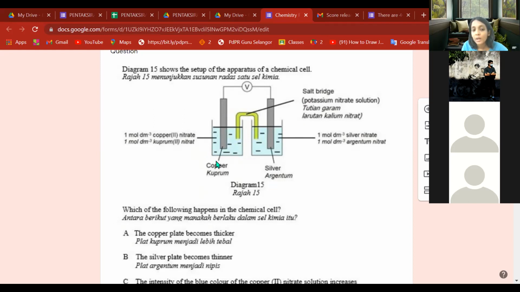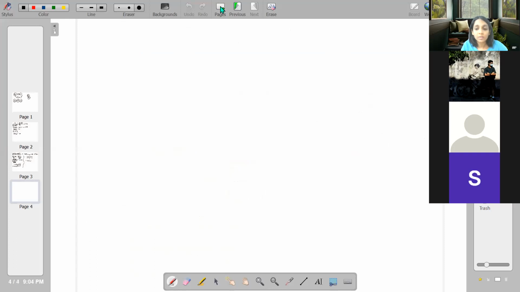In anode, oxidation will happen. In cathode, reduction will happen. Teacher, repeat. In anode, oxidation happens. In cathode, reduction happens. Now you look at the copper here. If it is undergoing oxidation, what will happen to it? It donates electrons. Yes, very good. Excellent. So teacher will draw here for you.